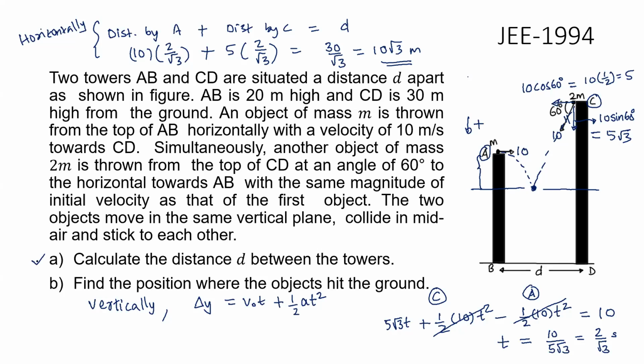Now once A is done, let us move on to the second part. Find the position where the two objects hit the ground. Now, to understand that, we will have to understand after collision, will there be any horizontal velocity or not? Okay, so let's identify that using the conservation of linear momentum. Let's see what is happening before collision, and we'll be able to understand what should happen after collision.